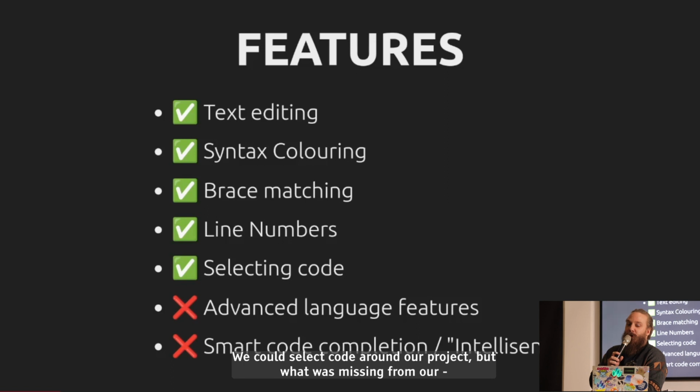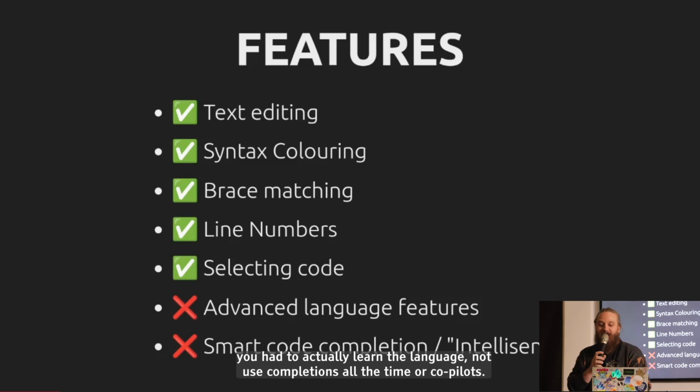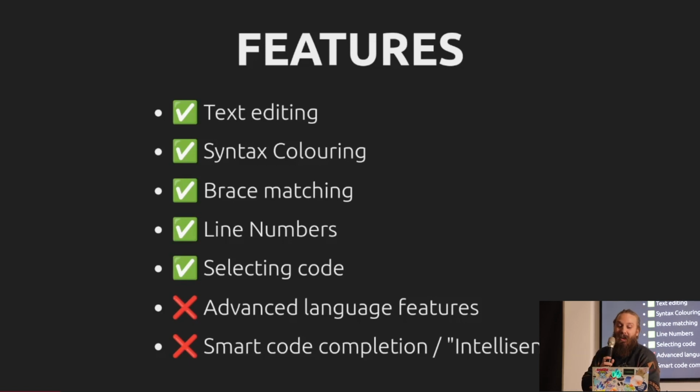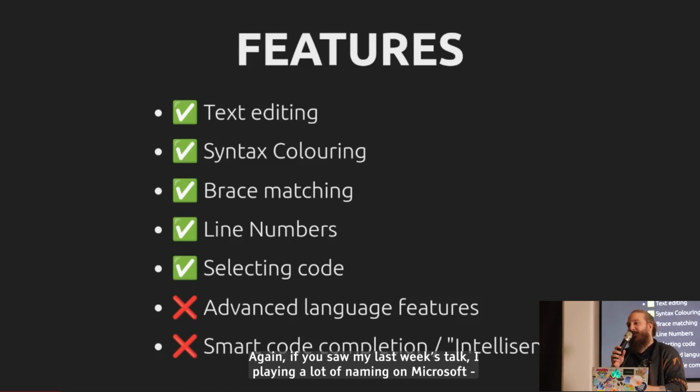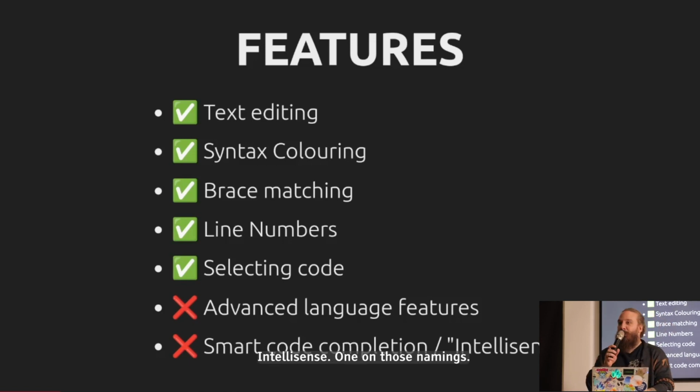We could select code around our project, but what was missing from our nowadays workflows with our IntelliJs and VS Codes was advanced language features. We didn't have any go-to definitions, we didn't have any code completions. You had to actually learn the language, not use completions all the time, or copilots. We didn't have any smart completion or intelligence, as people say it nowadays. Again, if you saw my last week's talk, I was blaming a lot of naming on Microsoft. Intelligence, one of those namings. It's a Microsoft term, nobody else uses it, but everybody around the internet uses it for some reason. It's like Google renaming everything.